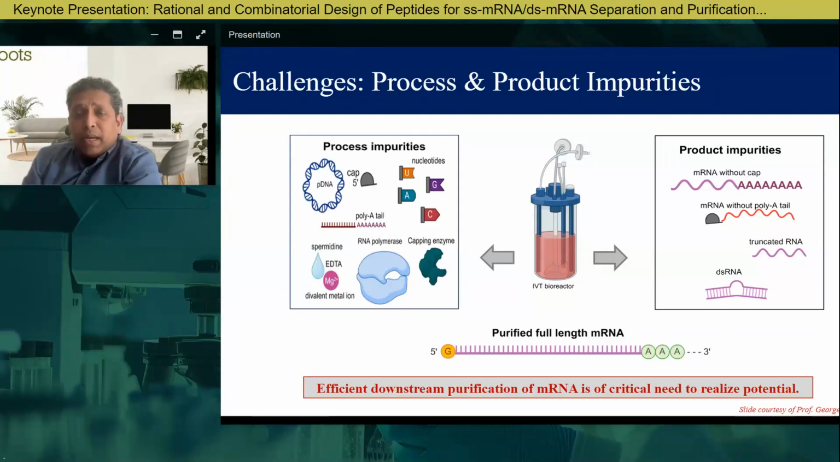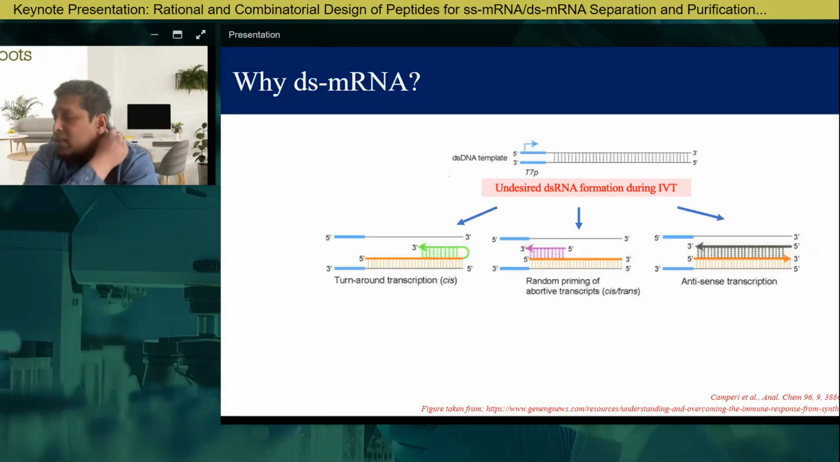And my lab has been working on several of these challenges, how to purify these impurities. And given that we only have limited time today, I'm going to focus today's talk on one specific impurity, which is the formation of a double-stranded RNA in an IVT process where you're trying to make the single-stranded mRNA or single-stranded RNA for other purposes. And the reason that we decided to focus on this impurity, as we are working on others, this one is a critical impurity. There are many, many reasons why double-stranded RNA can form in an IVT process.